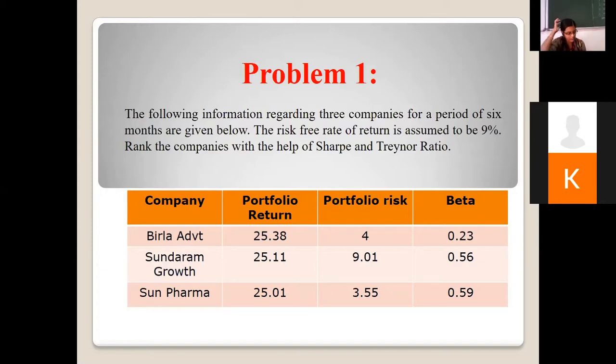With regard to that, they've given us 3 companies: Birla Advantage, Sundaram Growth, and Sun Pharma. The second column gives the return of the portfolio, represented as RP. Then they've given the portfolio risk, and the last one is beta. With this information, they've asked us to calculate Sharpe ratio and Treynor's ratio. First we will do Sharpe ratio and then move on to Treynor.